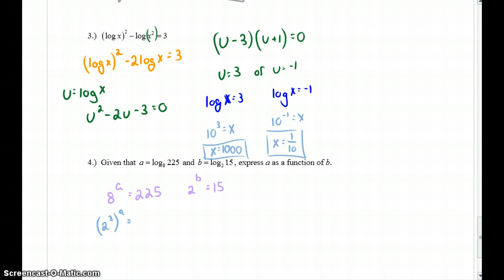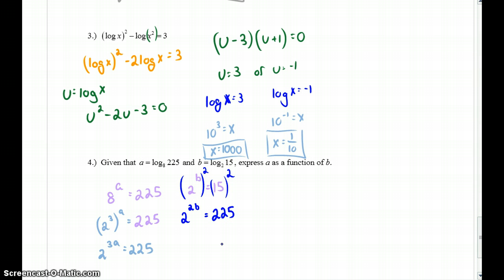But, you know what? I think I'll leave it as 225. In other words, I have 2 to the 3a equals 225. Now, the reason I decided to leave it as 225 rather than write it as 15 squared is because instead, I think I'm just going to square both sides with the b. There's no real reason to do it one way or the other, just depends on what you prefer. I end up with 2 to the 2b equals 225.